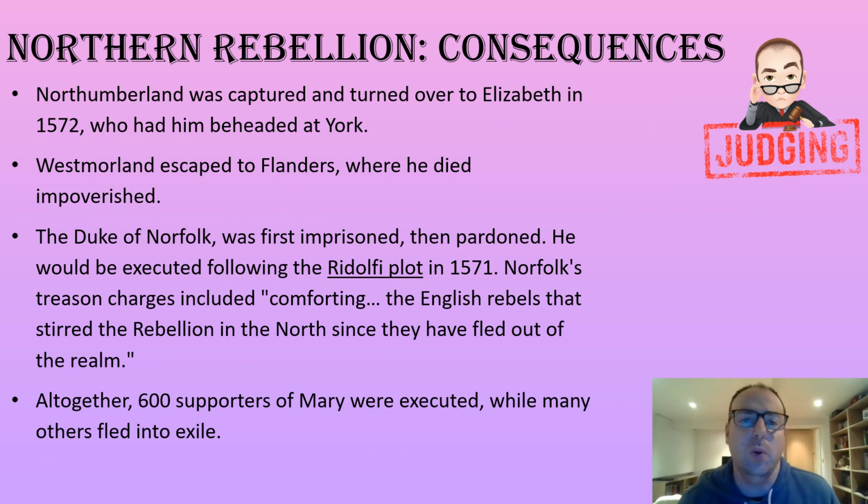So what were the consequences of this rebellion? Well, Northumberland was captured and turned over to Elizabeth in 1572, and she beheaded him in York. Westmoreland escaped to Flanders, where he later died completely impoverished. The Duke of Norfolk was at first imprisoned, then pardoned, and then executed following connections to the Ridolfi plot in 1571.